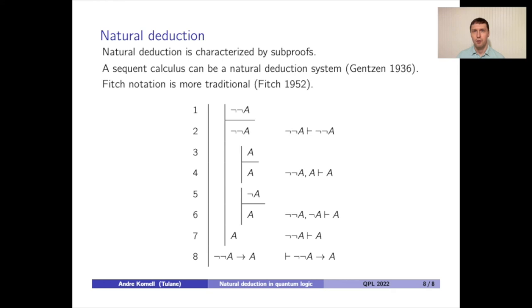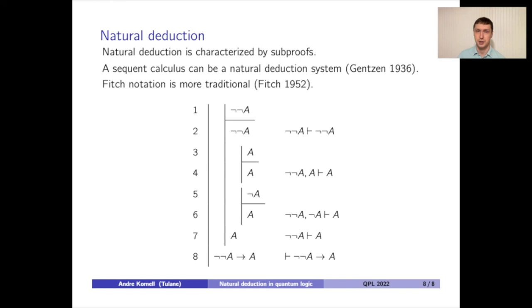For natural deduction, I really just want to make three points. First, there isn't a formal definition of what natural deduction is that I could compare the sequent calculus to. However, to the extent that a consensus exists about what natural deduction is, it appears to be that natural deduction is characterized by subproofs. What is a subproof? A subproof is a segment of a proof that begins with an assumption from which we derive a conclusion, and then the entire segment is used to justify an assertion that does not depend on the assumption that was made.